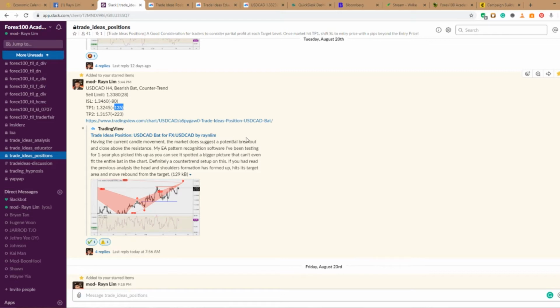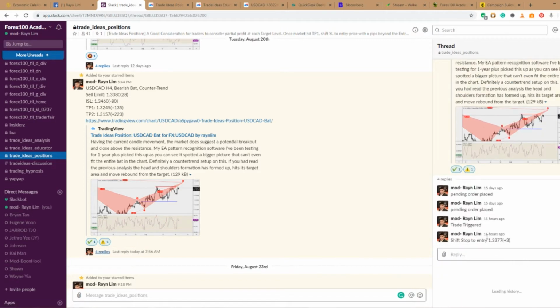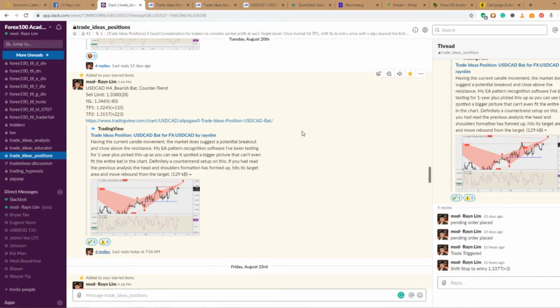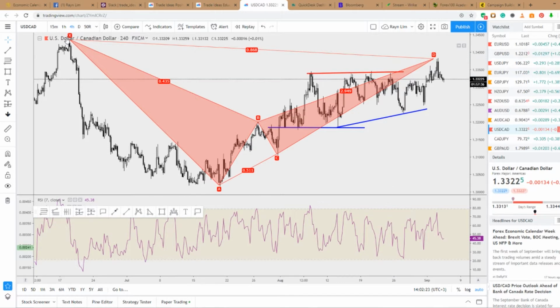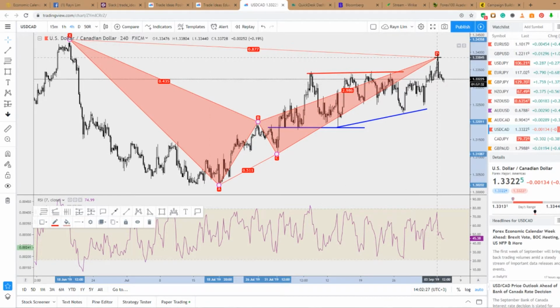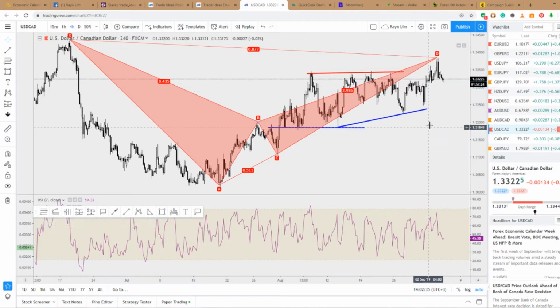Looking at a 135 pips movement. So let's see how this trade moves up. I have already shifted my stops to entry. No risk for this. So this is a different story, a different case. Right now running how many pips of profits? Let's have a look. 72, thereabouts.